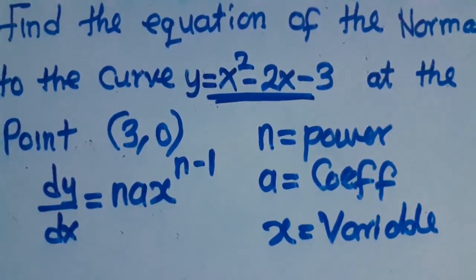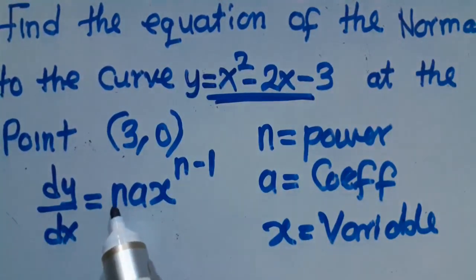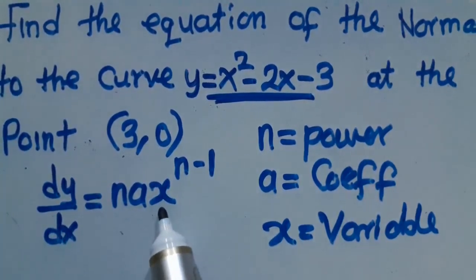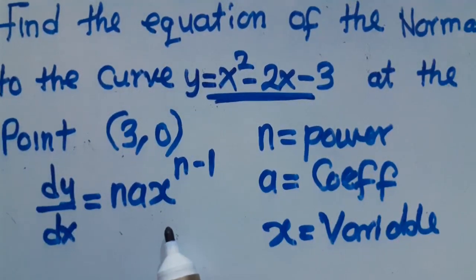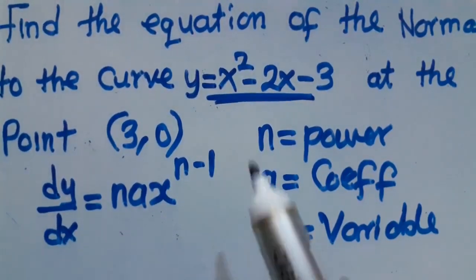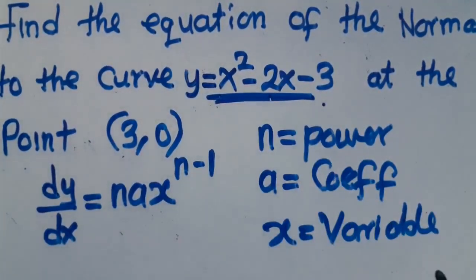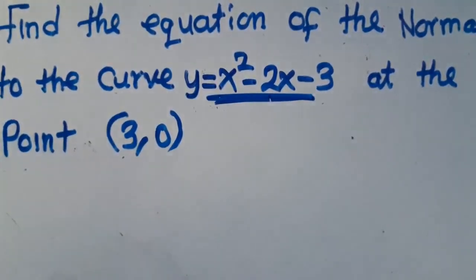So what are we supposed to do? What we need to do here is that we say n here is the power, a is the coefficient, then x here is the what? This is the variable. So this is what we need to know and understand. So this is the part that you need now to understand.